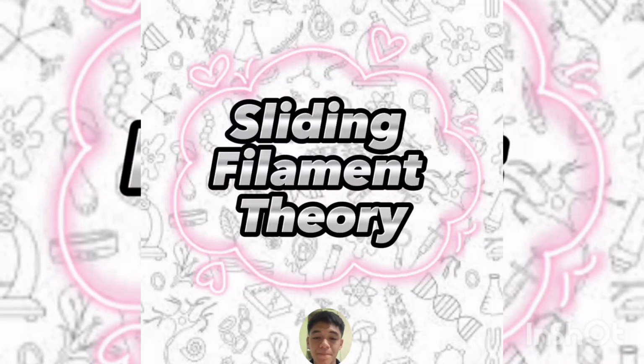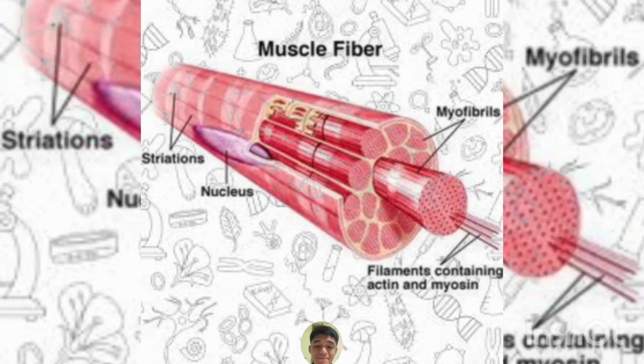Today I would like to explain about sliding filament theory. What is sliding filament theory? Sliding filament theory is a muscle contraction that occurs through the relative movement of two sets of filaments. Those are myosin and actin.